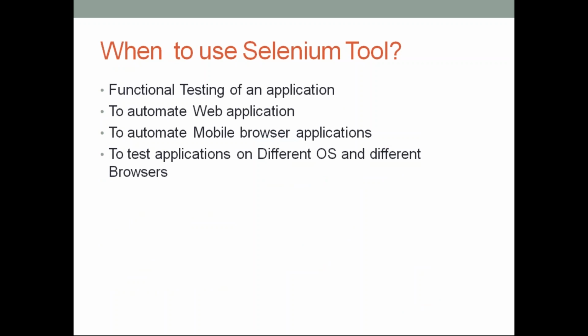Okay, so the next slide talks about when exactly we have to go with Selenium. What is the reason that we may have to pick Selenium, and why not some other tools, right? The first and very important one is functional testing. If we want to test the functionality of the application, we can go with Selenium. So Selenium is mainly for functional testing, not other types of testing.